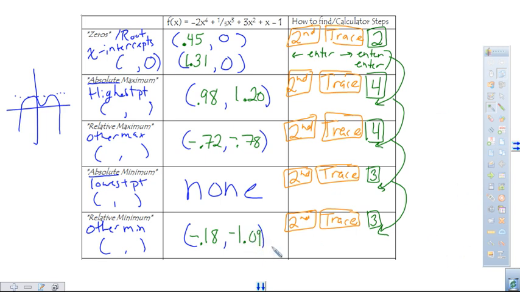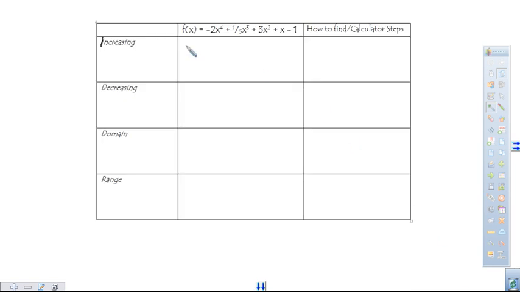All right, so that is that. Very calculator heavy. Next, we've got to talk about increasing, decreasing, domain, and range. So remember that when it comes to domain, there's only two things that can restrict you. That's radicals, so square roots, fourth roots, something along that line, and dividing by x. Neither one of those is happening here, so you don't have to worry about it. This is just going to be all real numbers, and we want to see interval notation.